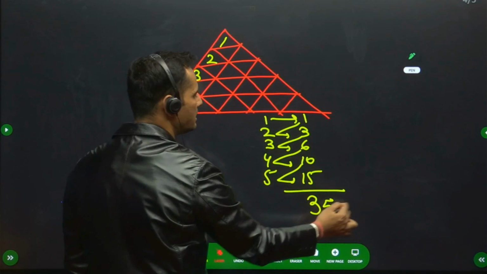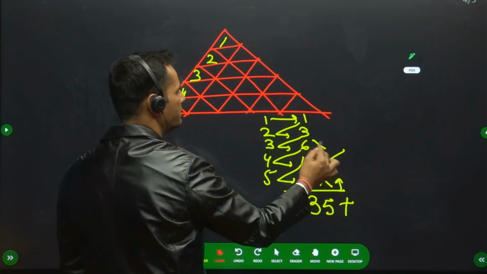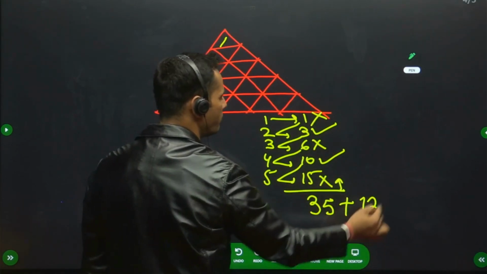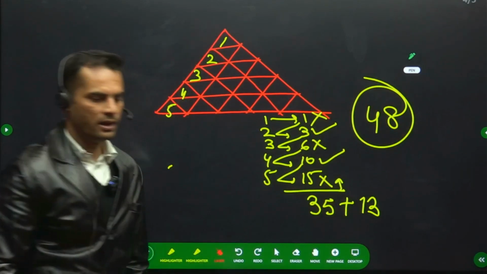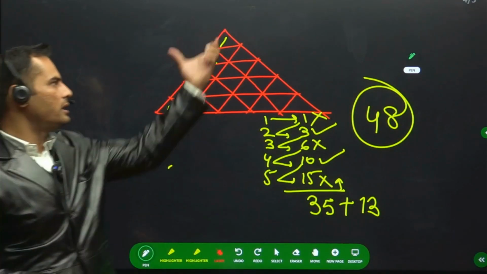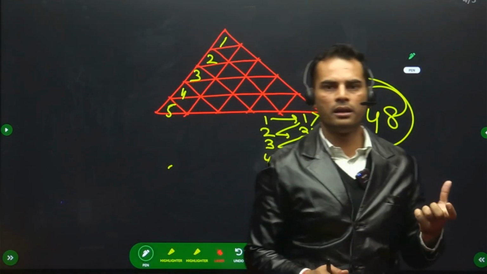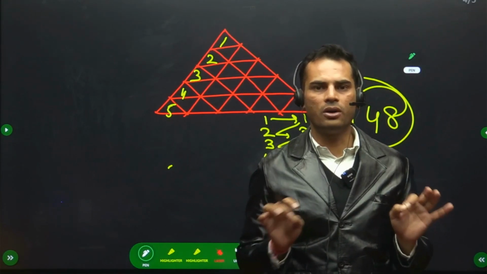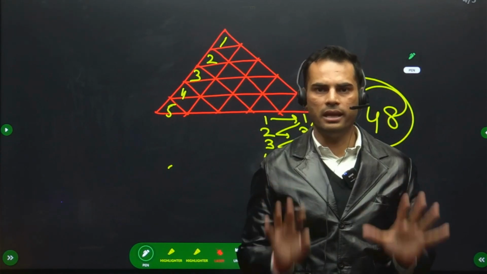35 plus some extra triangles. For extra triangles, just move upwards, rejecting, accepting, rejecting, accepting, rejecting. So 10 plus 3, 13 triangles more you have to add. 35 plus 13 will give you 48. This is how you have to solve. So no need to count it actually. If you try to count it in actual terms, you won't be able to reach 48. Some way or the other, you will for sure make a mistake.